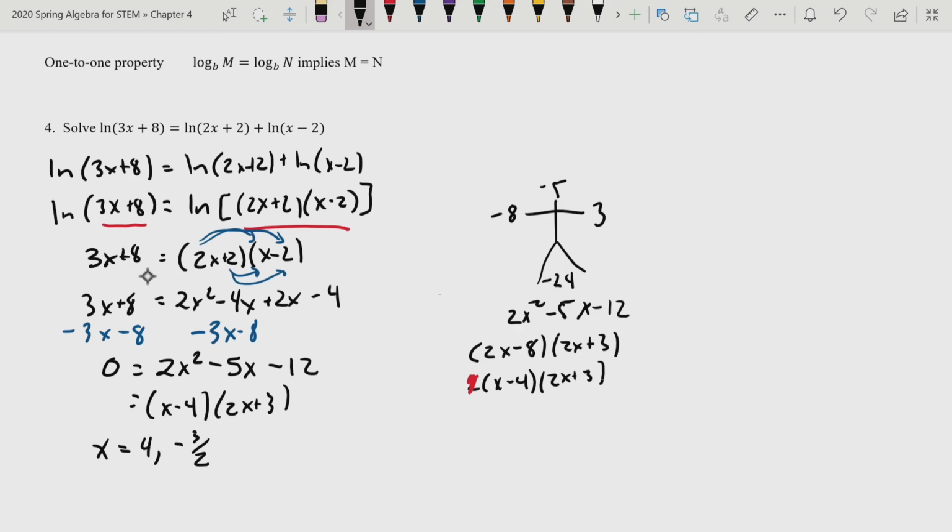You want to make sure you plug these in here to make sure you don't get anything negative. 4, you won't get anything negative in any of these. Negative 3 halves, you're going to have a problem right here. 2 times negative 3 halves is going to be negative 3, plus 2. This will be negative 1. So this doesn't work. The solution is just x equals 4.